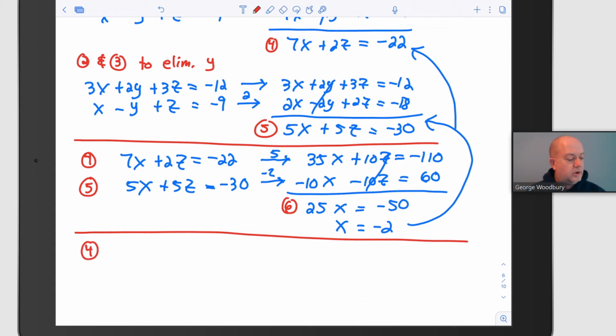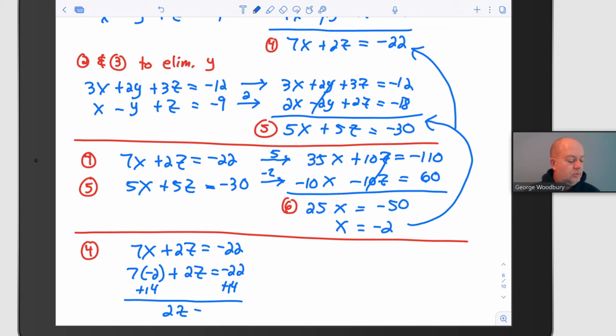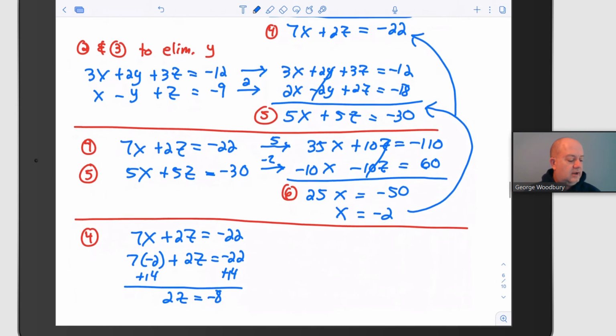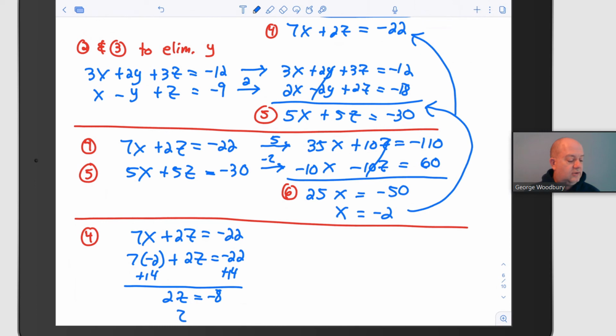So equation 4, again, was 7x plus 2z equals negative 22. I'm going to put in the negative 2 for x. Negative 14 plus 2z equals negative 22. 7 times negative 2 is negative 14, so I can add 14 to both sides of the equation. That gives me 2z equals negative 8. And if I divide through by 2, I get z equals negative 4.